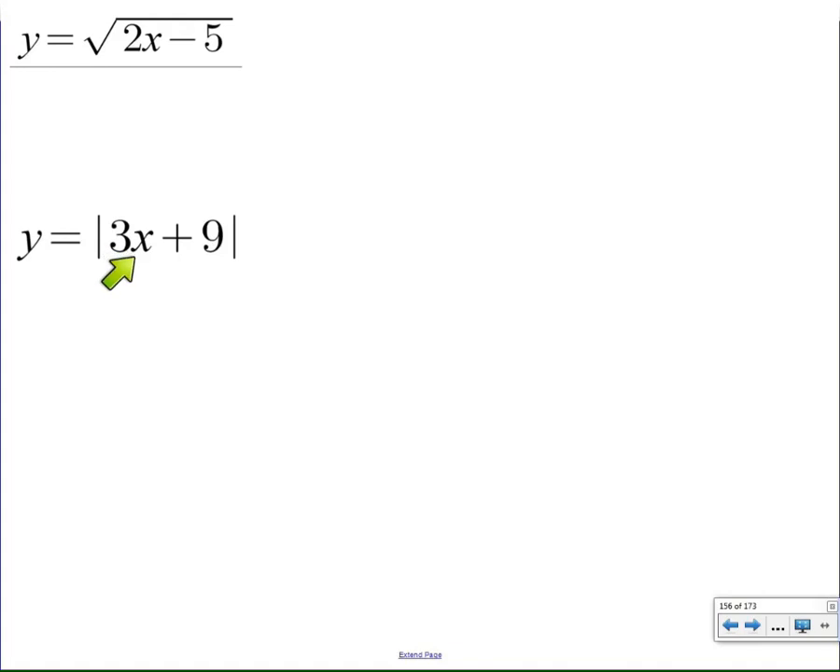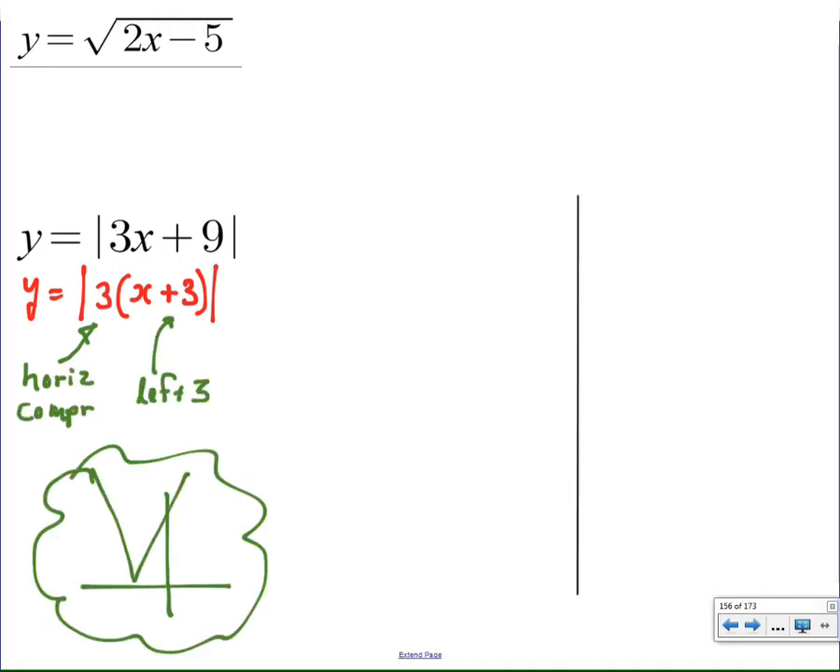Now looking at the second function, it's an absolute value graph. It's going to be compressed and shifted to the left. But again, I rewrite the function to determine that we will horizontally compress by a factor of 3 and shift to the left 3, not 9, to get a graph that looks something like that.